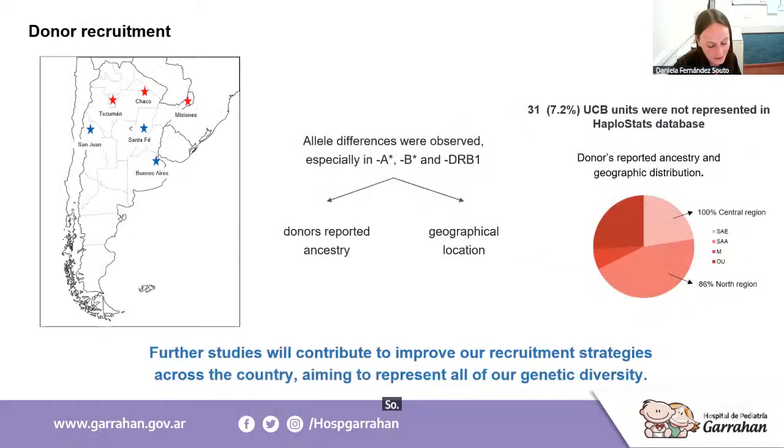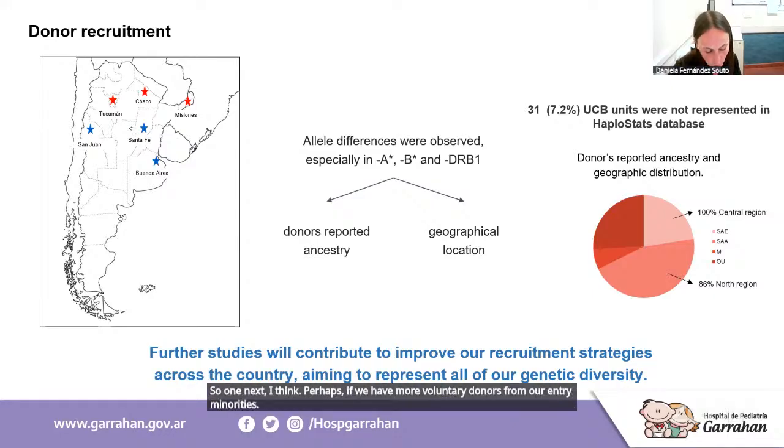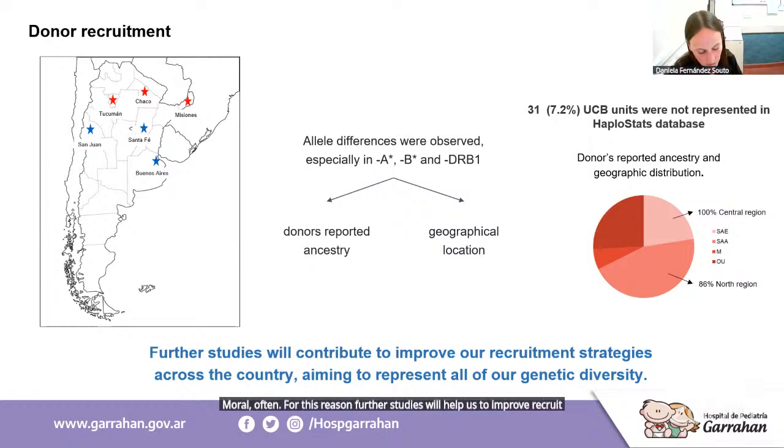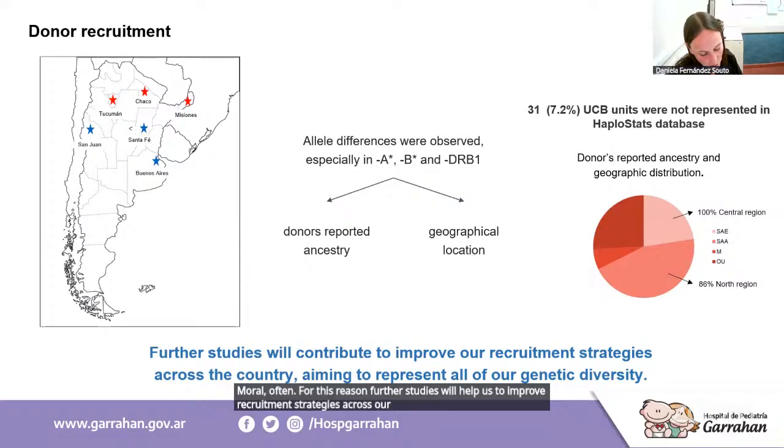So, what next? I think perhaps if we had more voluntary donors from our ethnic minorities, we could find a suitable match for cases like this more often. For this reason, further studies will help us to improve recruitment strategies across our country, aiming to represent all of our genetic diversity.